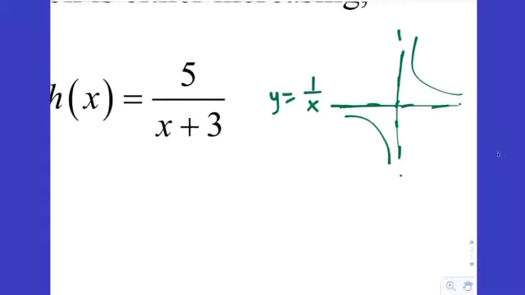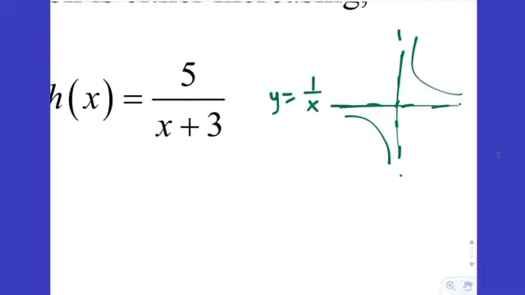All right, the parent function is 1 over x. The reciprocal function, 1 over x, has a vertical asymptote at x equals 0, horizontal at y equals 0. The reciprocal of a positive number is positive. The reciprocal of a negative number is negative. The reciprocal of a small number is a big number. And the reciprocal of a big number is a small number. So that's why it looks like that. The 5 does what to that graph?